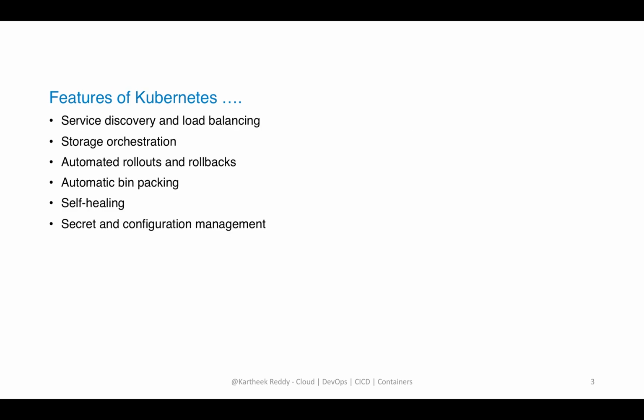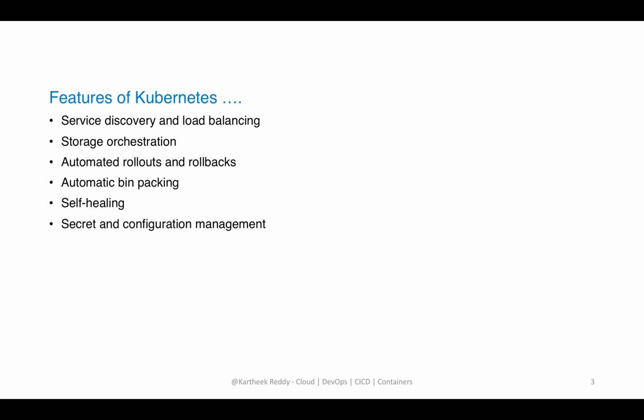Service discovery and load balancing. With Kubernetes, there is no need to worry about networking and communication because Kubernetes will automatically assign IP addresses to containers and a single DNS name for a set of containers, so that it can load balance traffic inside the cluster.